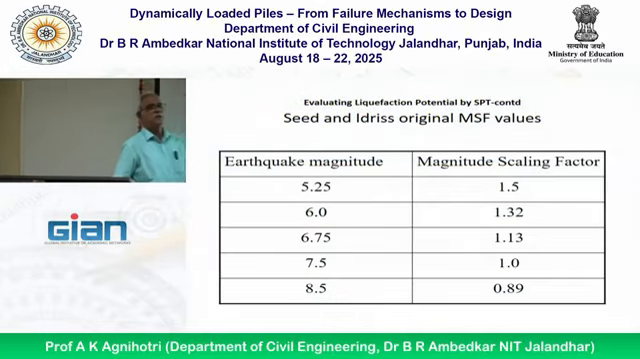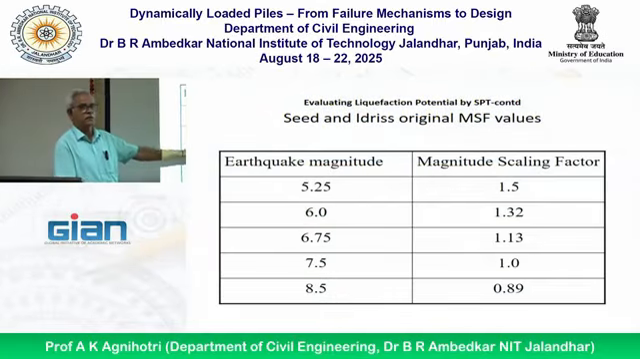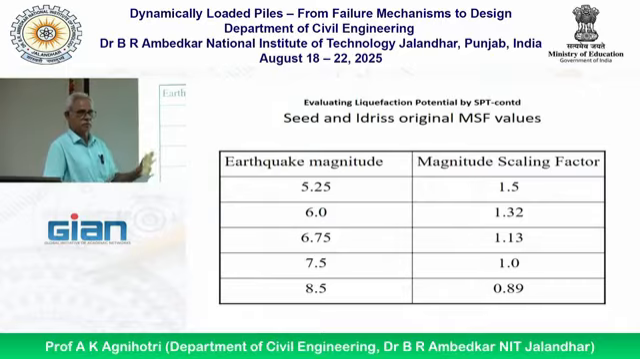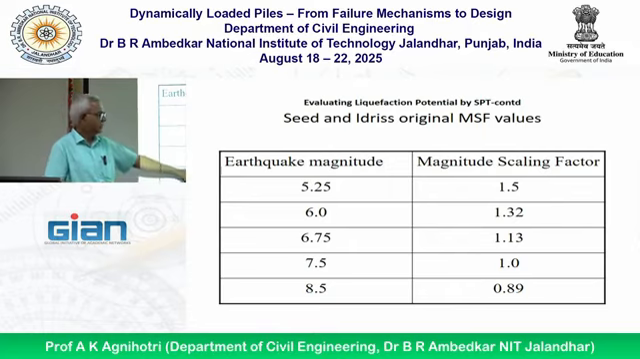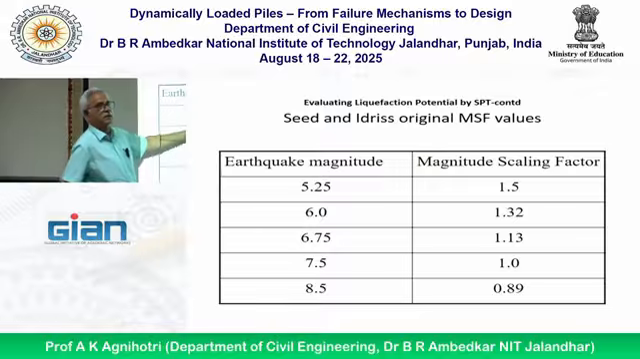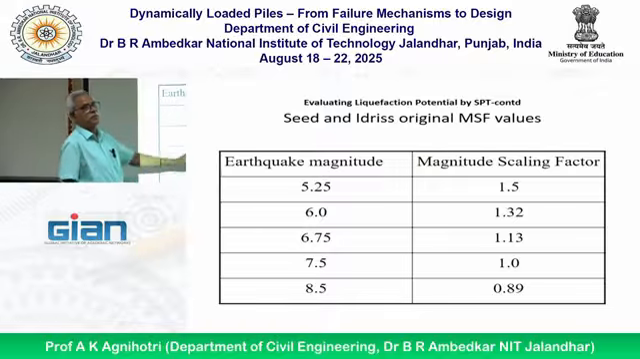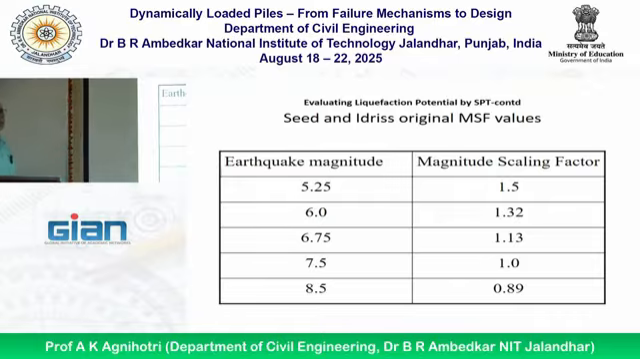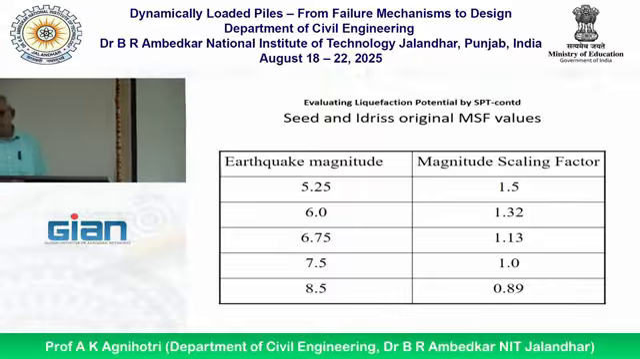Suppose you have considered an earthquake in that particular area for which you are going to calculate liquefaction potential. If the expected earthquake is of magnitude 7.5, then the magnitude scaling factor is 1. If the expected earthquake is 8.5, then the magnitude scaling factor is 0.89. Similarly for others. So accordingly you will modify the value of CRR.